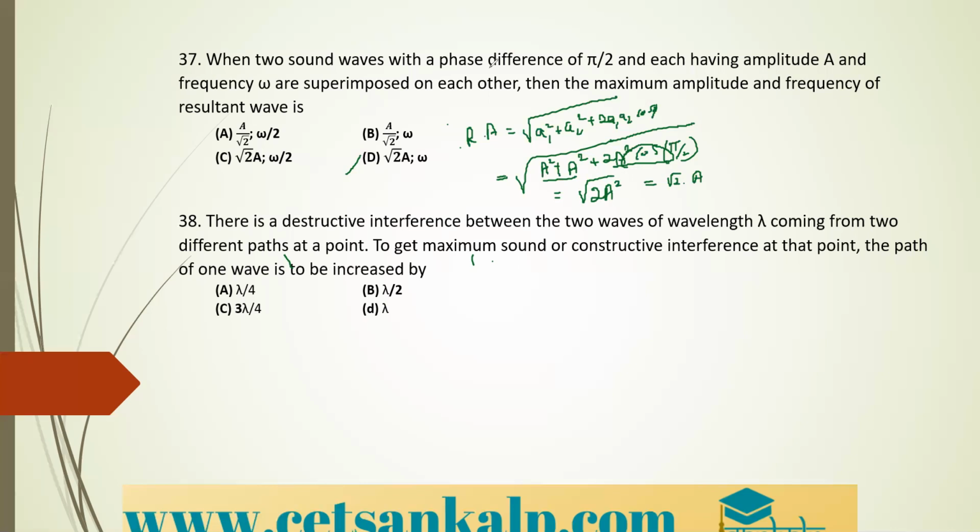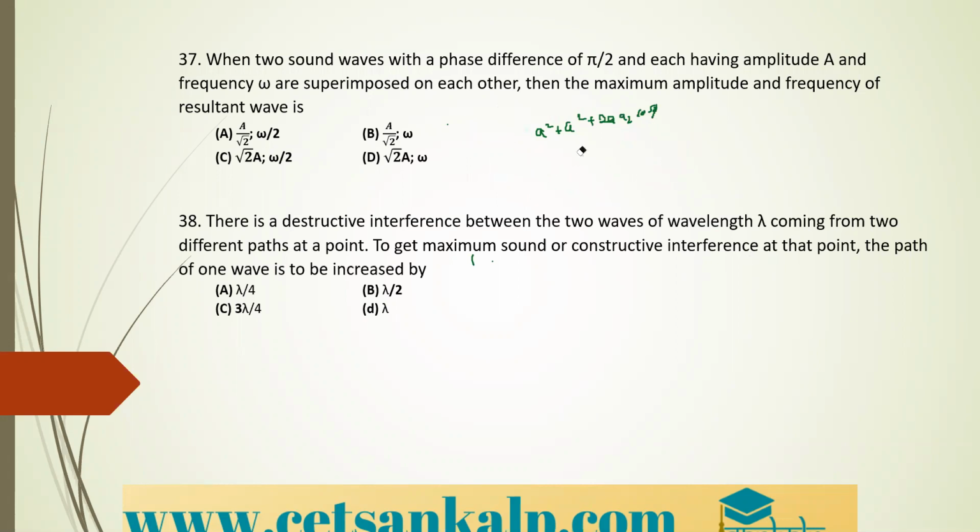Okay, next question. There is a destructive interference between two waves of wavelength lambda. So it is producing destructive interference. We have two types of interference, constructive and destructive. The waves are having wavelength lambda, coming from two different paths at a point. To get maximum sound or constructive interference at that point, the path of one wave is to be increased by.